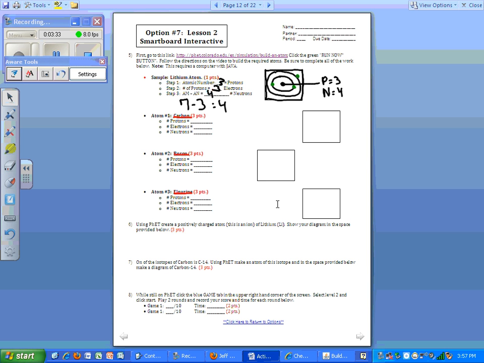Okay, we're now going to be moving on to the next question, which is using PhET to create a positively charged atom. This is an ion, and what I want you to do is create it for lithium. Now, the hint that I'm going to give you is that when you are doing ions, you are going to be looking at the number of electrons. So you're going to be adjusting the number of electrons in your atom of lithium. So you are going to draw that in the space provided. After you have done that on PhET, and you're sure you've done it right, you can press play again and move on to the next one.